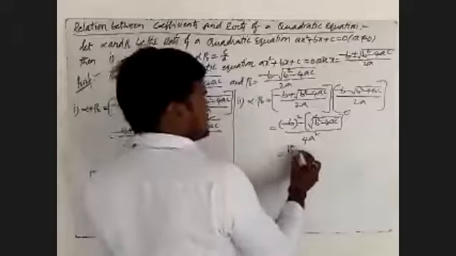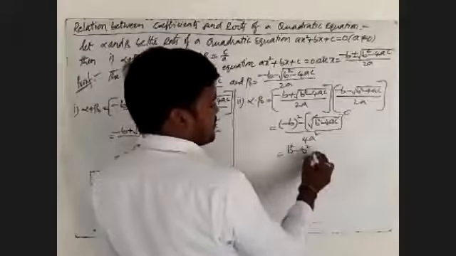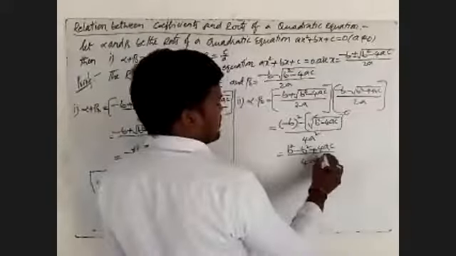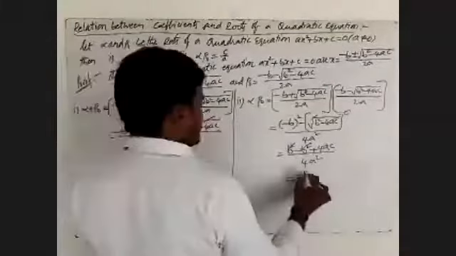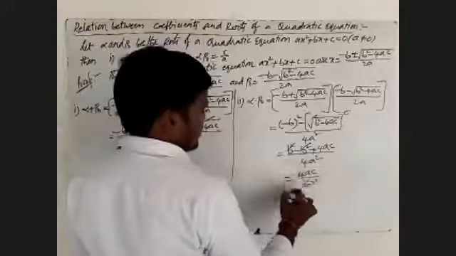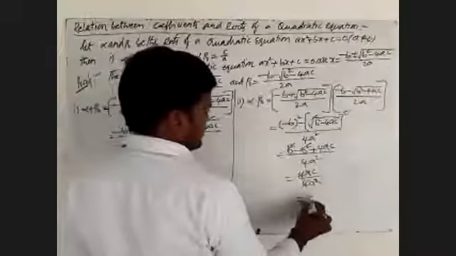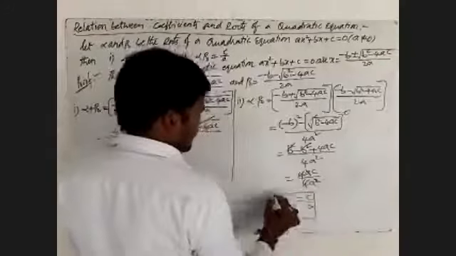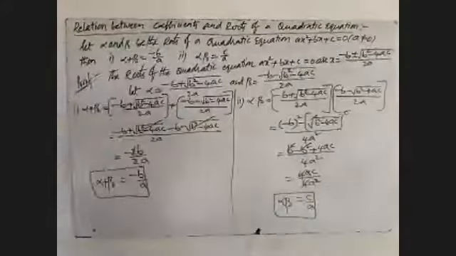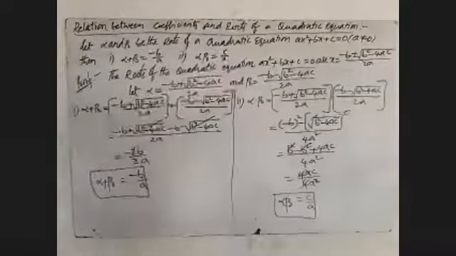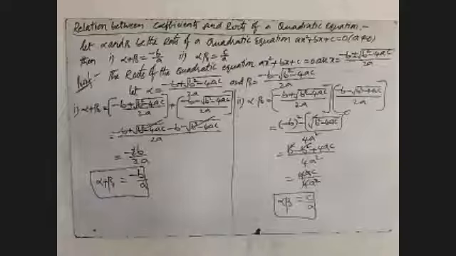Remaining we have to write b square minus b square, and minus into minus becomes plus 4ac by 4a square. Minus b square and plus b square will be cancelled. Remaining we have 4ac by 4a square; 4 and 4, and a and a square will be cancelled. Remaining we have c by a. That is, alpha beta is equal to c by a. This is the sum of zeros of the given quadratic equation, and this is the product of zeros of the given quadratic equation.